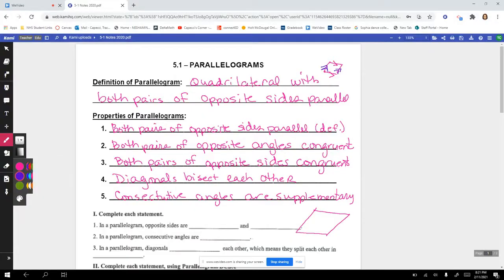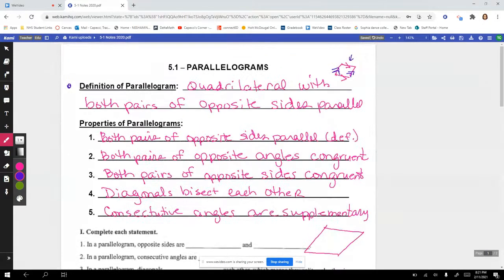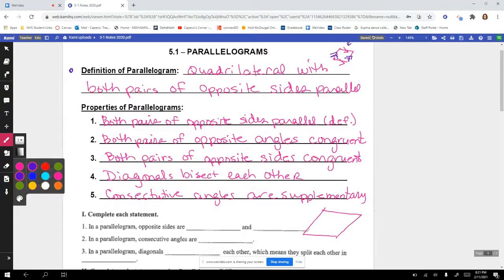When we look at the definition of a parallelogram, it is a quadrilateral, which is a four-sided figure with both pairs of opposite sides parallel. So in this case, my pink arrows are one side that are parallel and my purple arrows are the other ones. Now, we have a couple other properties of parallelograms that are important that we'll see over and over again.